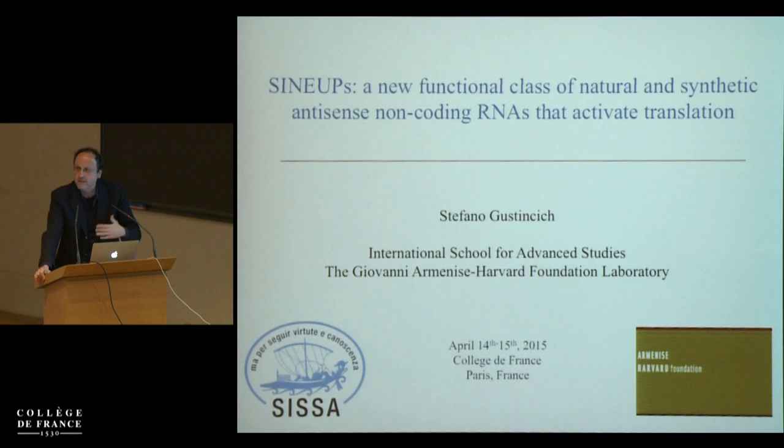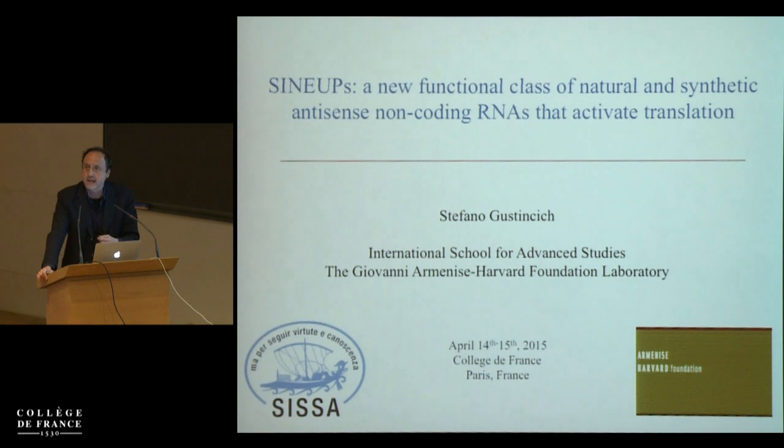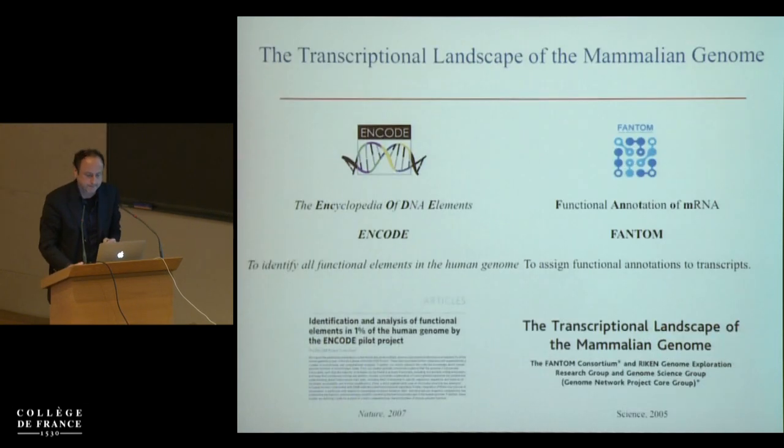describe the identification and characterization of a long noncoding RNA that is antisense to UCHL1 and that actually is the representative member of a new functional class of long noncoding RNA that activates translation in a transcript-specific manner.